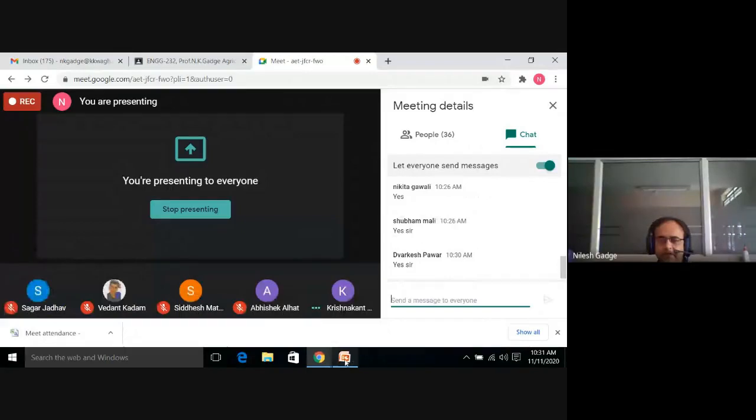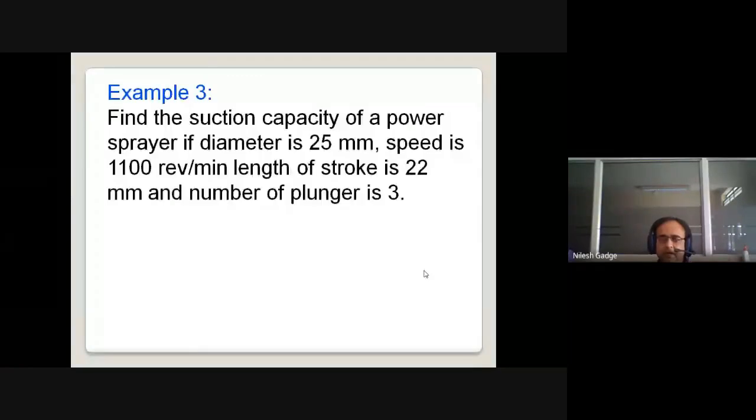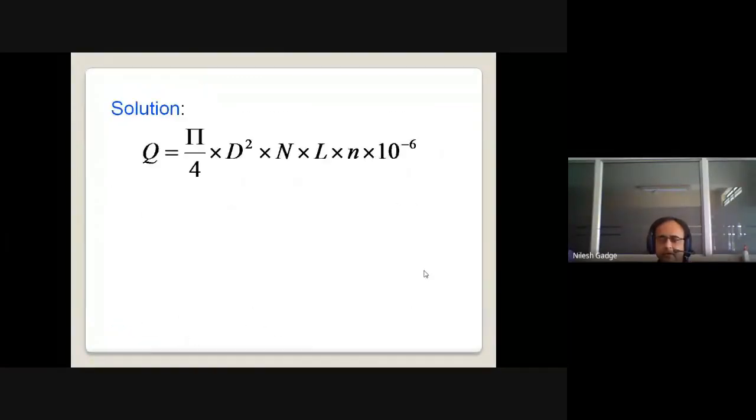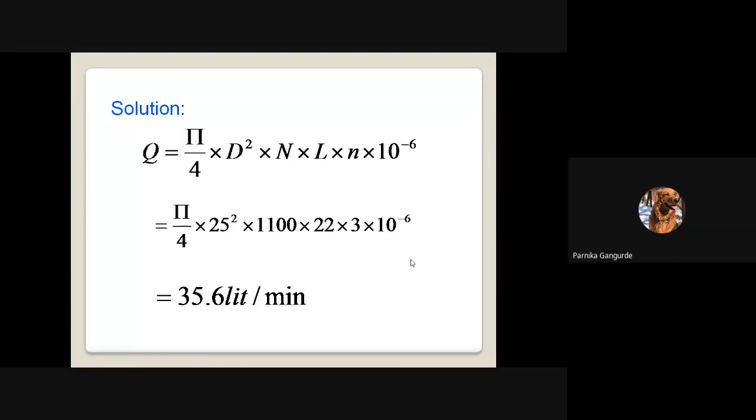Okay, if you have finished writing the solution, then you can leave the meeting as the meeting is over. And fifth old students should join Deshmukh sir's Google Meet. The lecture is over. You can leave the meeting. If you have finished writing the solution of this problem, you can leave as the lecture is over. Have you finished this? Nikita Gawali, Pranika Gangurde, Atharva, yes sir. Yes Vedant, okay, thank you.